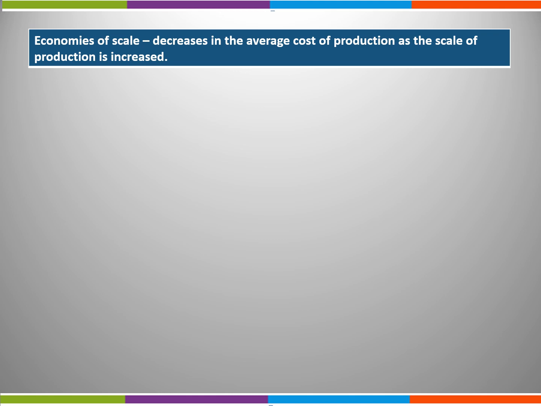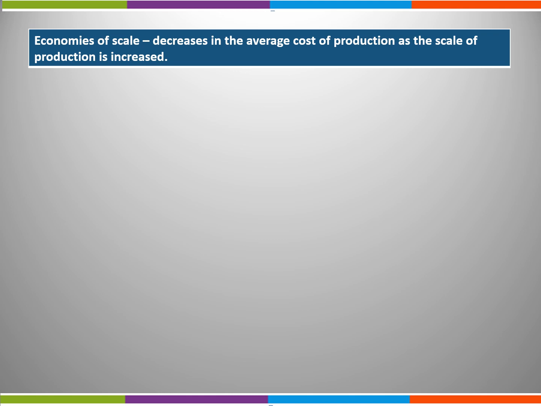Economies of scale are decreases in the average cost of production as the scale of production is increased. Whilst returns to scale are about the relationship between factor inputs and output, it's crucial to understand that economies of scale is about the relationship between factor outputs and changes in the average cost per unit of output.